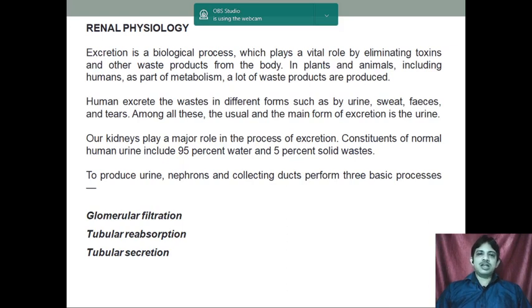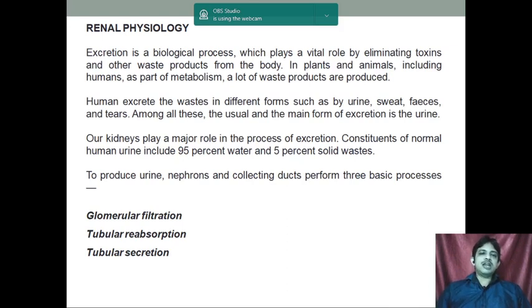Now, excretion plays a vital role in eliminating toxins and other waste products from the body. Through this elimination process, drugs and other metabolites are excreted from our body. In plants and animals, including humans, as a part of metabolism, a lot of waste products are produced, which are excreted through different routes.